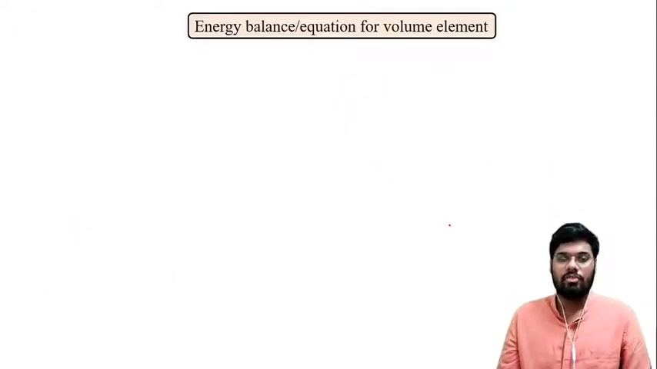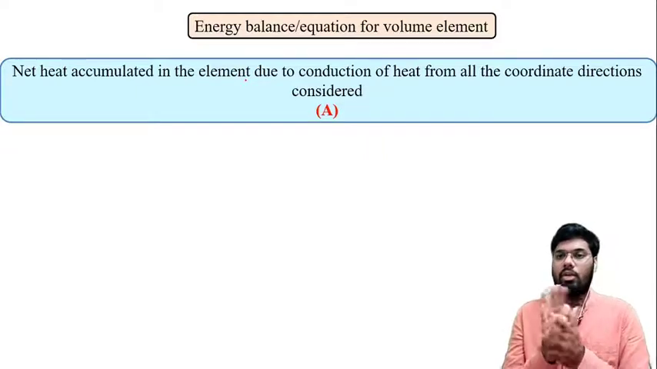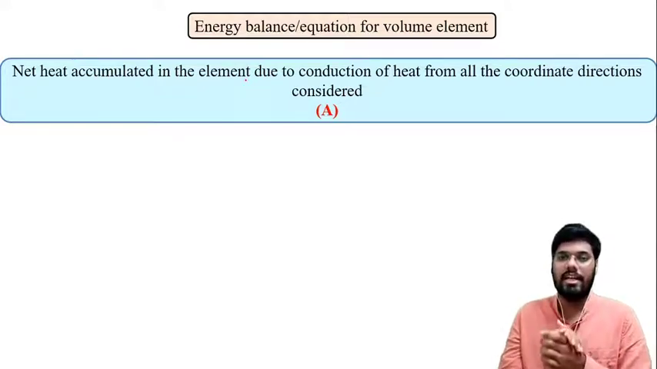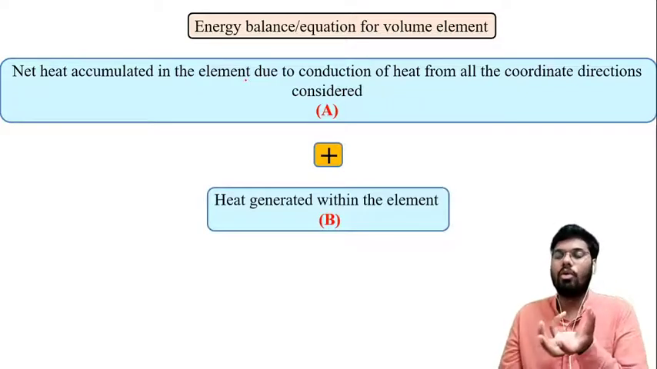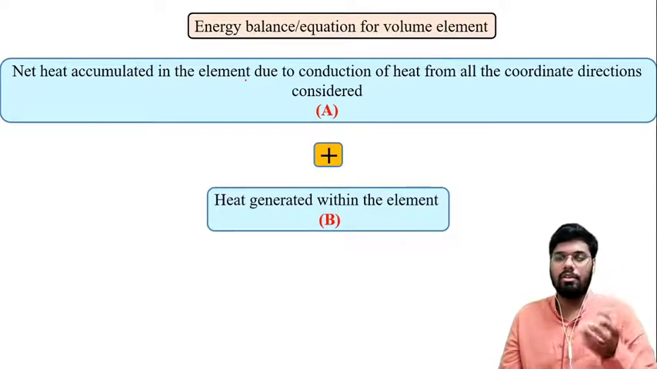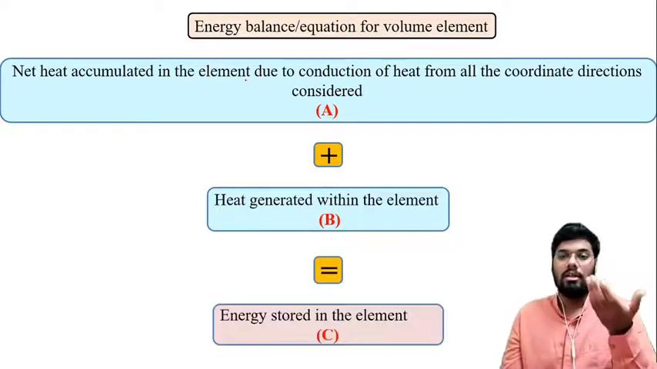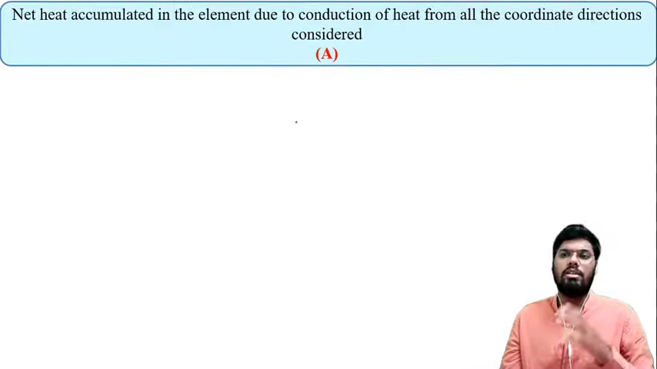Now let's write down the energy balance equation for this control volume. First, we consider the net heat accumulated in the element due to conduction of heat from all the coordinates: from the phi direction, the r direction, and also the z direction. Second, if there is internal heat generation within the volume, then because of heat conduction from all the coordinates and because of internal heat generation, there would be a change in internal energy of the system, or we can say the energy stored in the element. So first let's discuss point A, the net heat accumulated in the element due to conduction from all these coordinates.